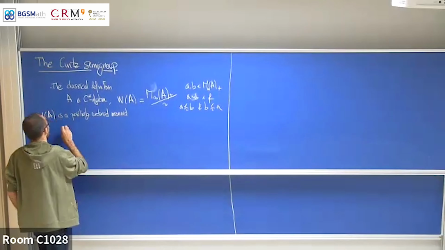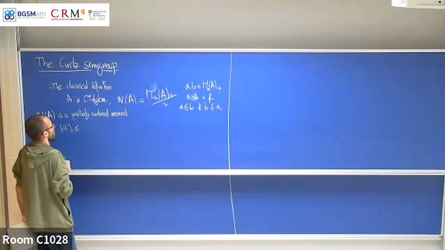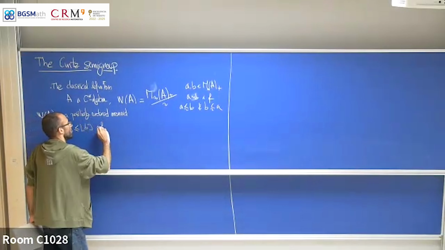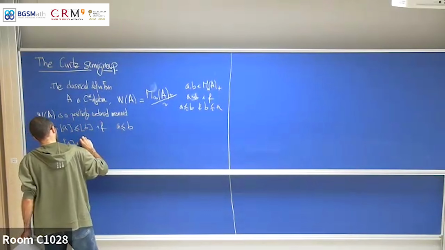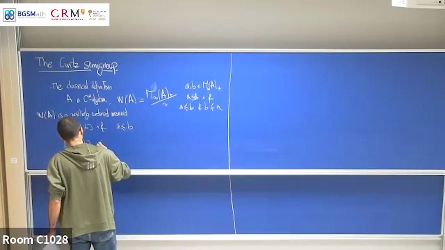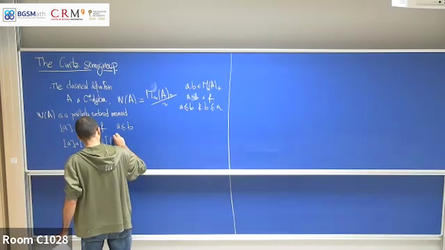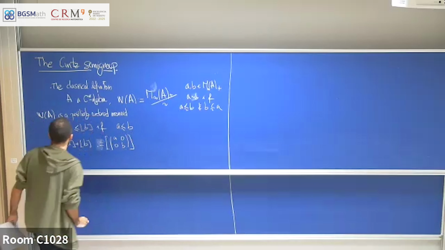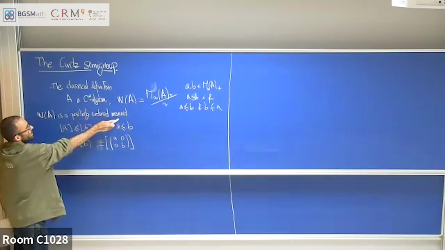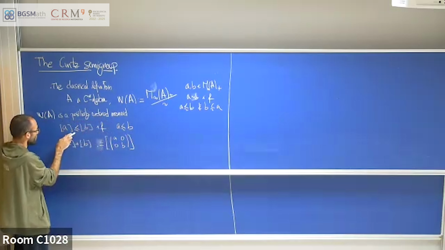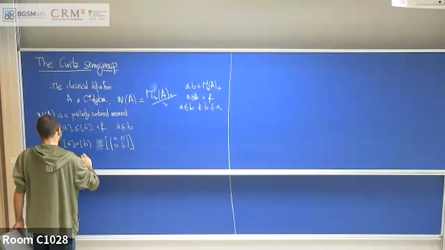with the operations given by A plus B. Positively ordered, probably you didn't introduce the term, it's only that it's an ordered monoid, so this addition is compatible with this order, and you are only using that all elements are positive.